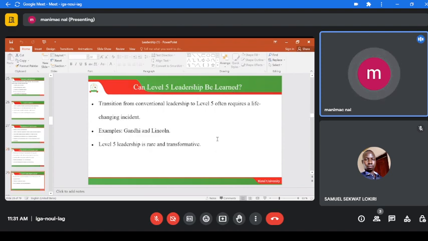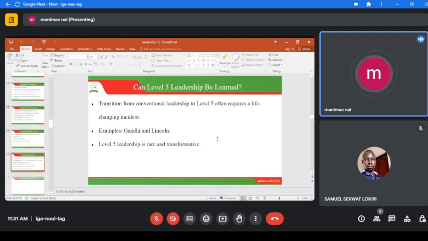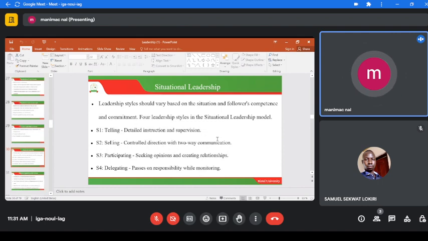You also need to look at the transition from conversational leadership to 5 levels, which often requires a life-changing incident. For example, Lincoln and then Gandhi, they looked at the 5 levels of leadership. That was rare, and then they looked at the transformative. So for them, let's look at situational leadership. Situational leadership is a style that varies based on the situation and then the followers' competency and commitment. How committed people are and how competent the followers are is very important.